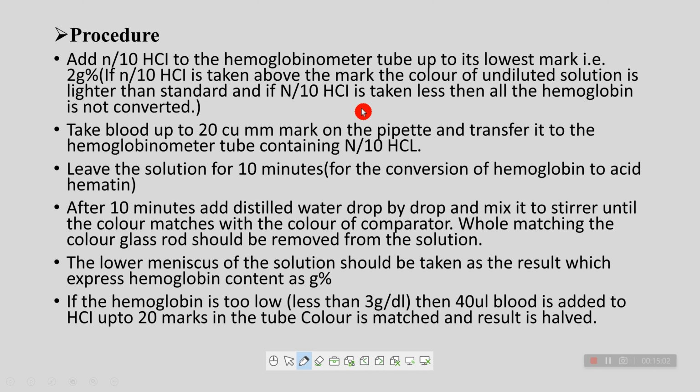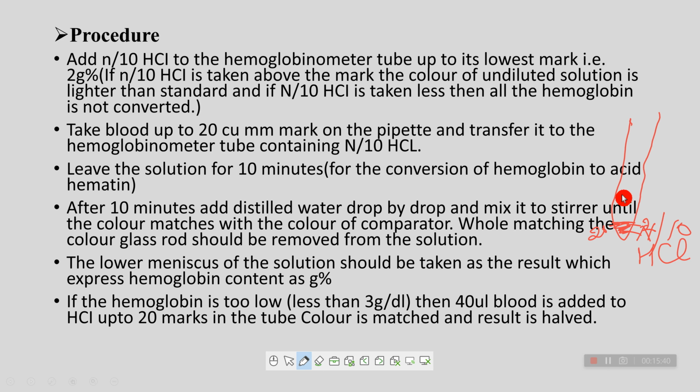Now talking about the procedure, how we can perform the hemoglobin estimation by Sahli's method. What we have to do is add N/10 HCl to the hemoglobinometer tube up to its lowest mark. As I told you, this is the hemoglobin tube. It has markings. The lowest mark is 2 and here it is 20. So up to the 2 mark we have to put N/10 HCl in this tube.